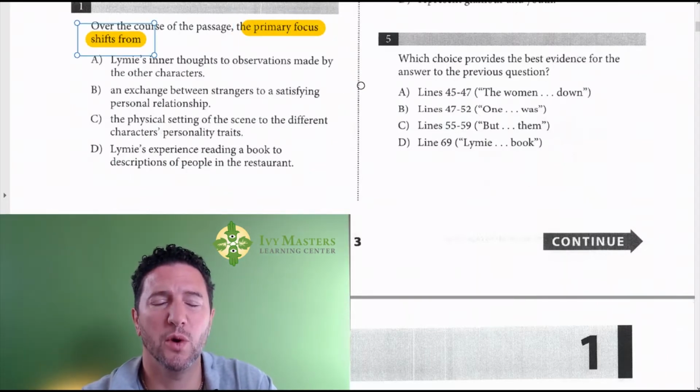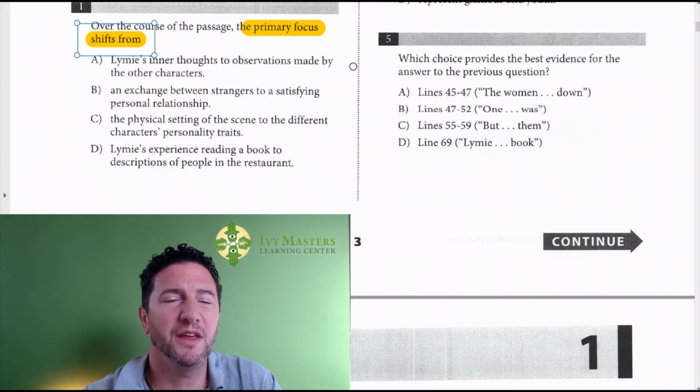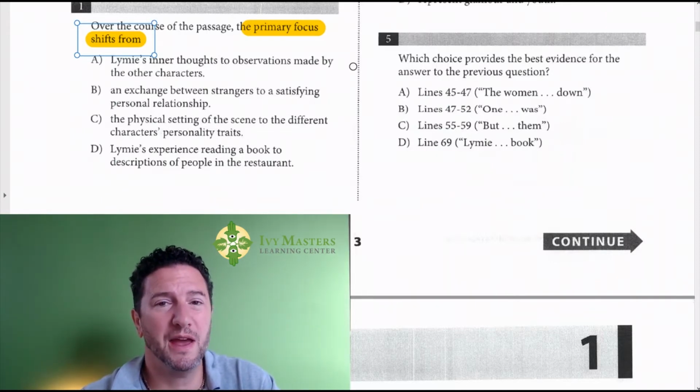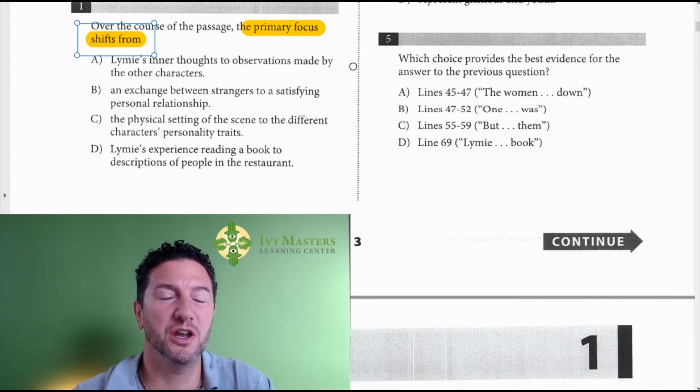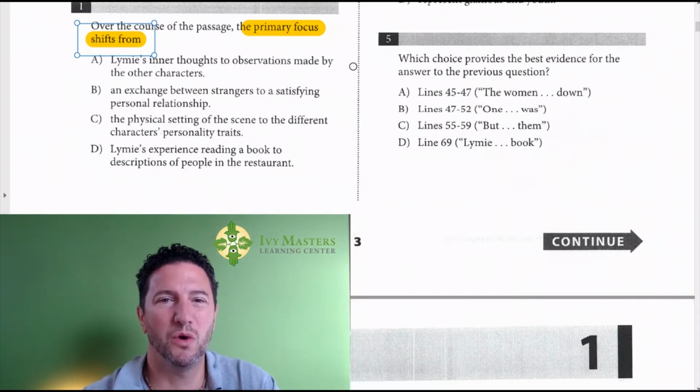Test 5, Section 1, Number 1, which reads, over the course of the passage, the primary focus shifts from... Now, with these shift questions, you might read a passage and think, there's a shift here, there's a shift there. But it's asking what the primary shift is, so there must be one primary shift. You might say there's more than one, and there might be. If so, only one answer choice will match your prediction. Otherwise, one shift is secondary and the other is primary. Let's go to the answer choices and check the passage for them.